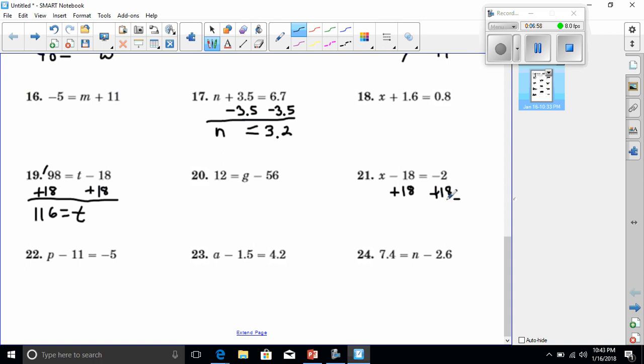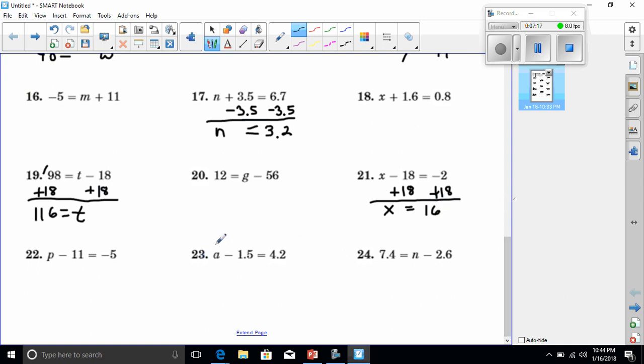Remember, whatever I do to one side, I must do to the other. That brings down my x. These cancel each other out. My equal sign comes down, and I have negative 2 plus 18. Well, I can say negative 2 plus 18, or I can say 18 minus 2, which I know is 16. And it makes a lot more sense to me to say it that way.